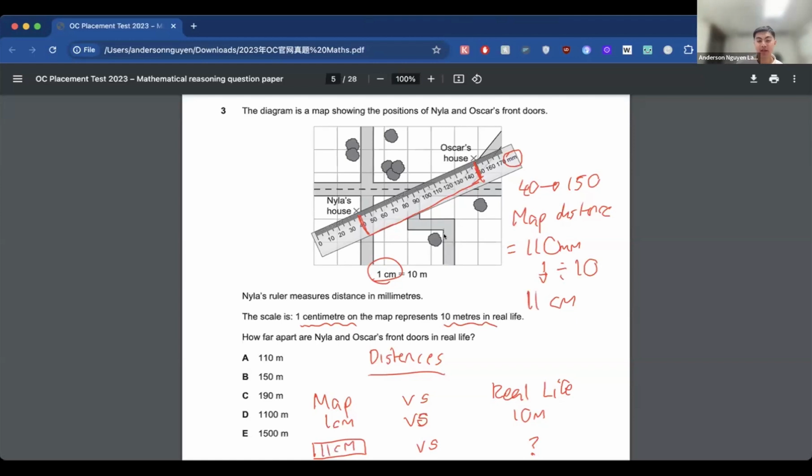Now we know what we're actually comparing: 11 centimeters on a map to how many meters in real life. We know that 1 centimeter on the map was 10 meters in real life. So if we're jumping to 11, which is 11 times the distance of 1 centimeter on the map, that same change has to happen to the real life number as well. It has to grow, but in an equal way. If it's growing on the map in one way, it has to grow the same way in real life, so you have to times by 11. So 10 times 11 is 110. That's why we get A.